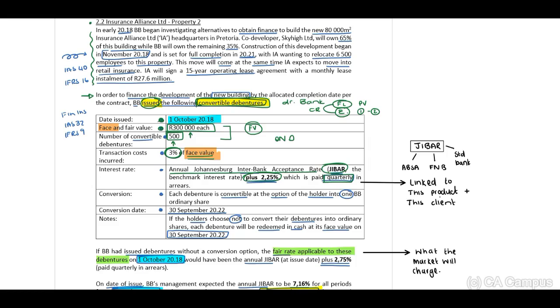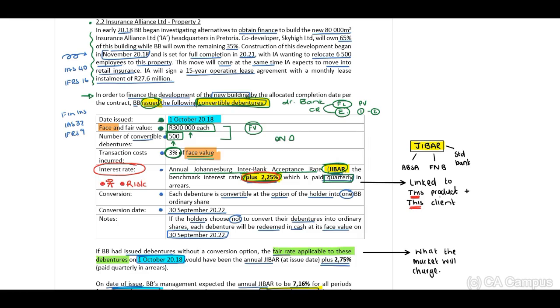Okay, now let's just look at the first section. This is JIBAR plus the 2.25%. Now, you know that JIBAR will be the rate that our Reserve Bank provides loans to ABSA, FNB, Standard Bank, and so forth. But now, this, guys, important, plus this 2.25%, this is linked to this specific product and this client. Therefore, when you enter into a debenture, this rate here relates to your client and the possible risk of repayment.